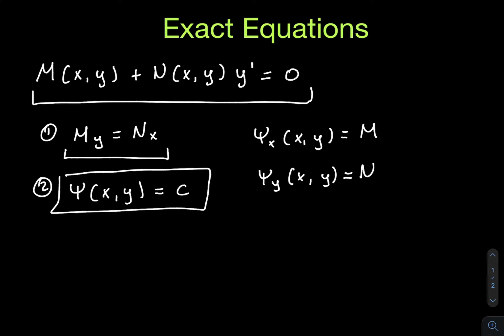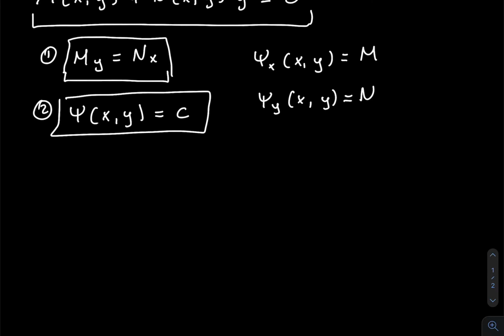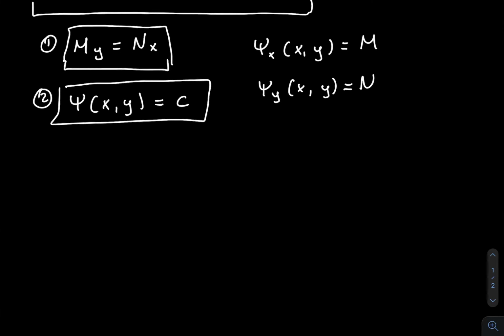Just before going for the problem, the important step is to first check that the partial derivative of M with respect to y is equal to the partial derivative of N with respect to x. So let's do our first problem. The first problem will be the following. Let's put example 1.